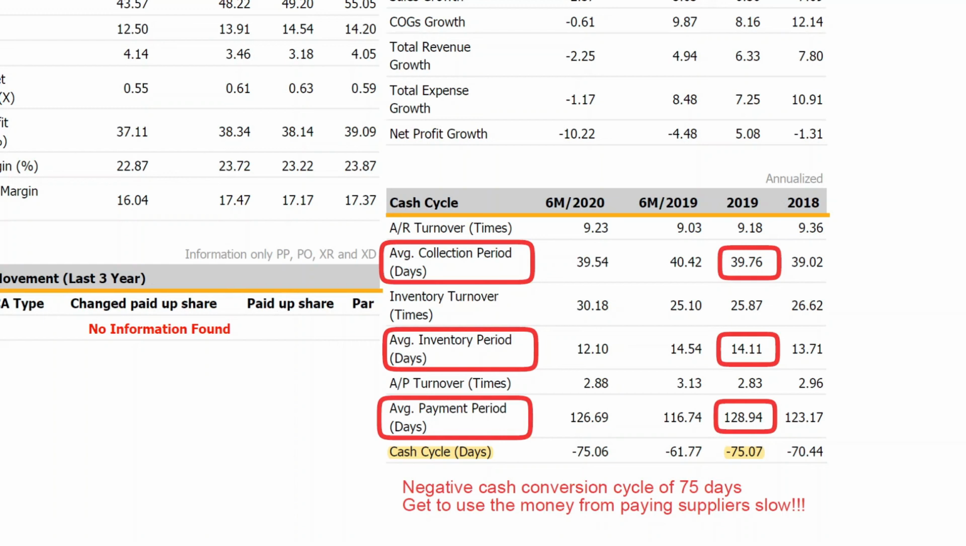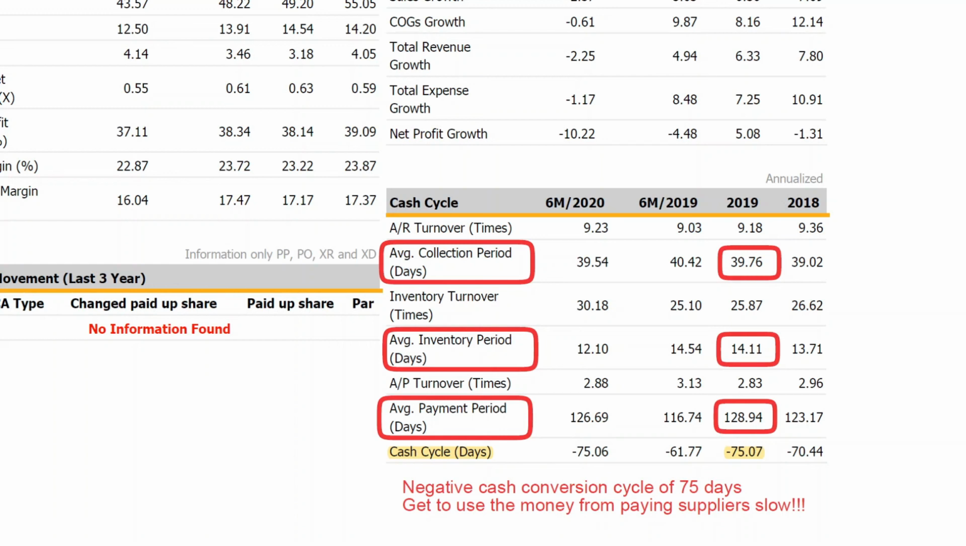The company pays the suppliers very slowly. The company gets to use the money from the suppliers, and this is free. So whenever you see a negative cash conversion cycle, it may suggest that the company has bargaining power over the suppliers.